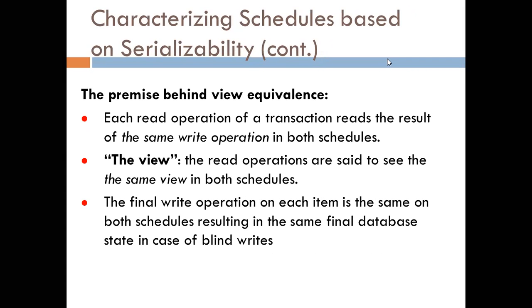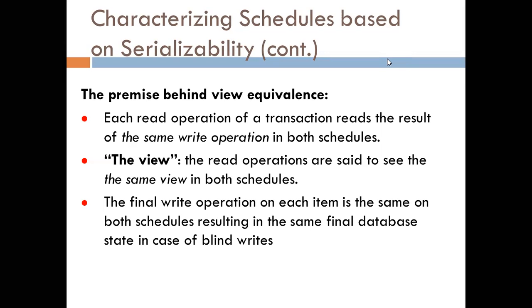The reason behind view equivalence is that each read operation of a transaction reads the result of the same write operation in both the schedules. So the view indicates that read operations are said to see the same view of both the schedules. With regard to the read operation, the schedules are compared. When an operation reads a value in both the schedules, the value that they read should be the same.